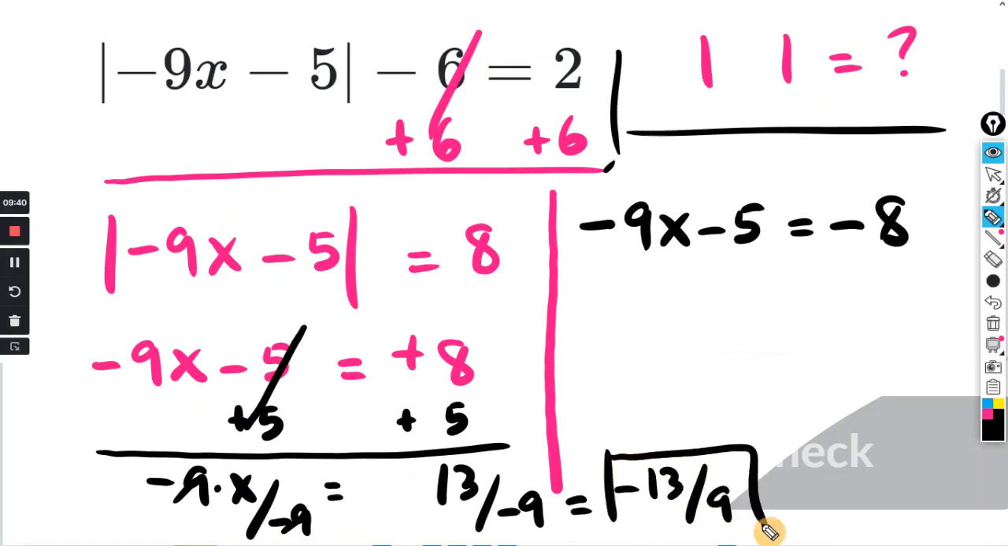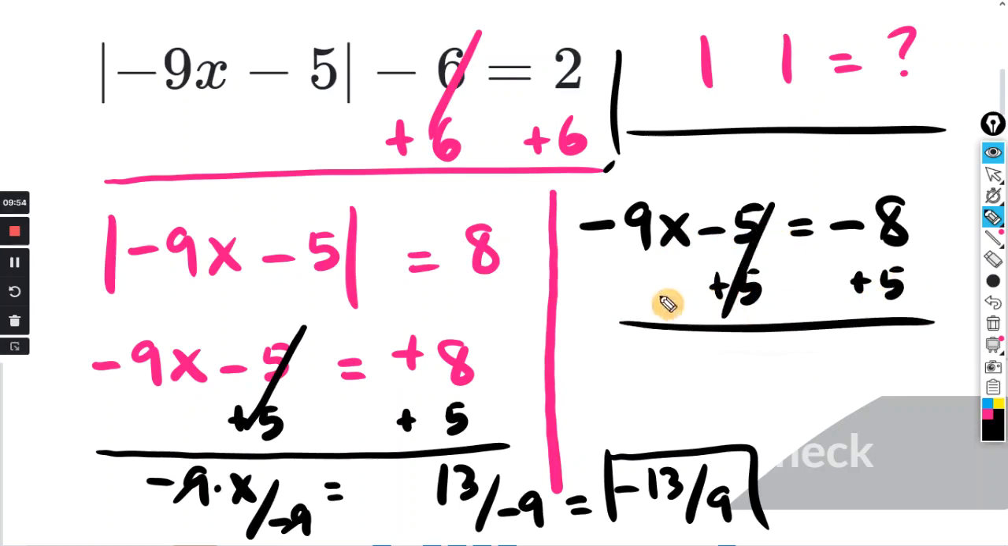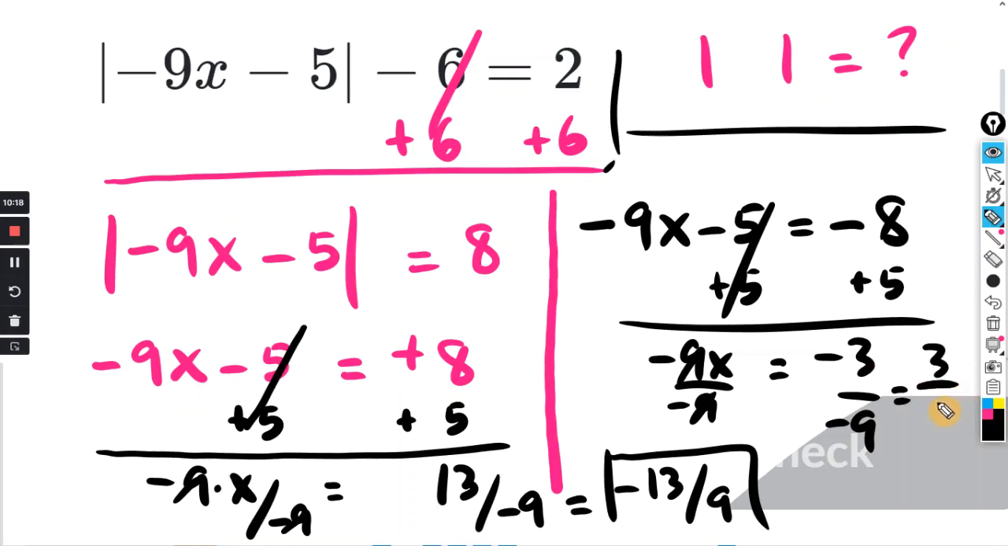That is one answer. Now for the other one, we have negative 8. Because we're solving for x, the opposite of minus 5 is plus 5. 5 minus 5 is gone. Bring down your negative 9x, and that equals negative 8 plus 5, which is negative 3. And here we have x times negative 9. The opposite of times negative 9 is divided by negative 9. Cancels here. X equals negative 3 over negative 9, which is the same as 3/9.